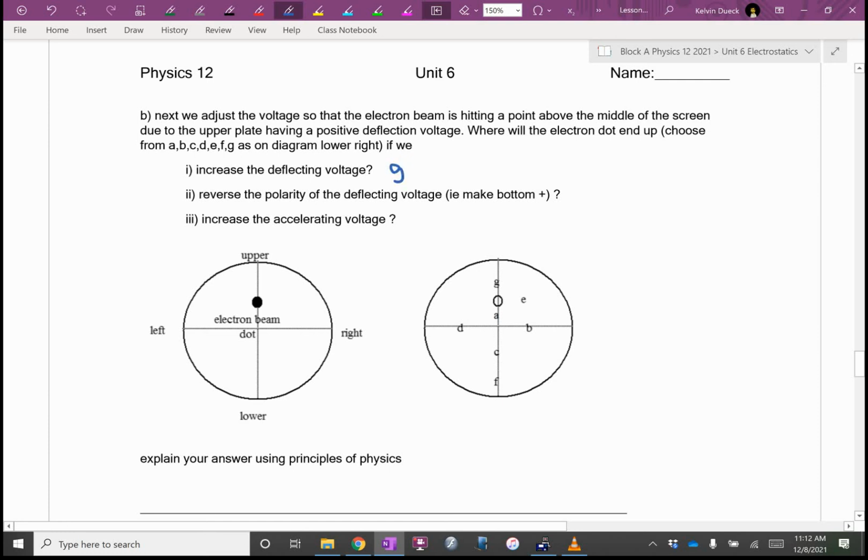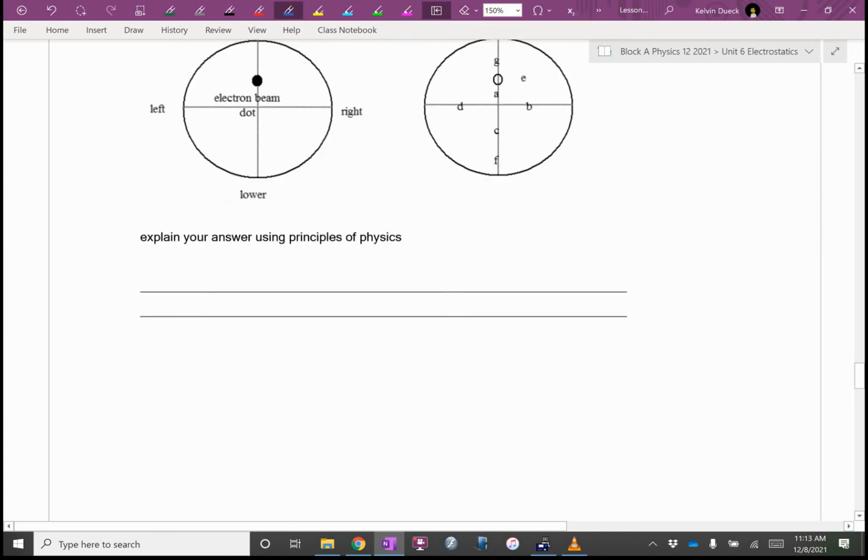What if we flip the deflecting voltage? Go back to the beginning, this picture, and flip the deflecting voltage. Where will it end up? What if we increase the accelerating voltage so the electrons are traveling faster? If they're traveling faster, will they get deflected more or less or the same? If they spend less time in there, they're going to get deflected less. So we can really control where we want that electron to hit. Let's explain your answer using principles of physics. I think we have. So next page.